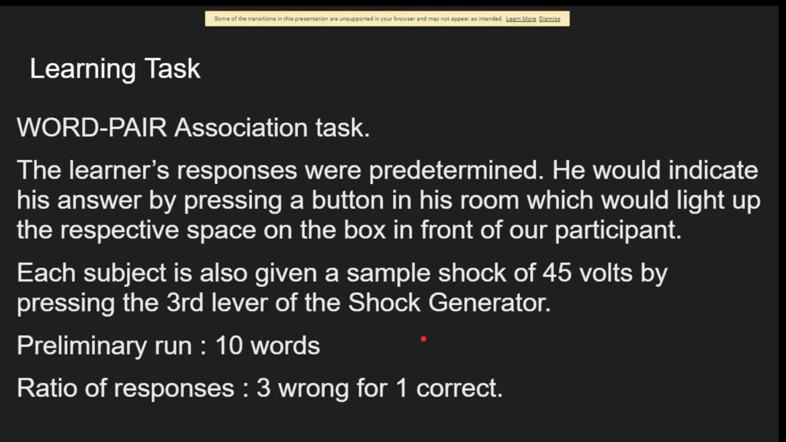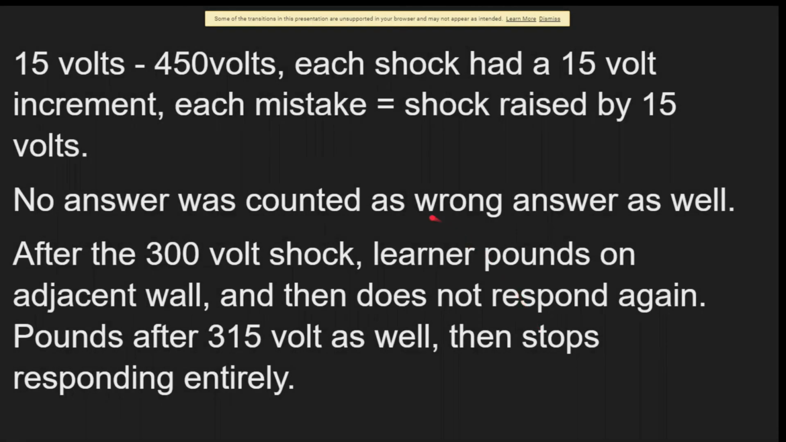The instructions they were given were to increase the shock level by 15 volts every time the answer is wrong. So they start off from 15 volts, and if they give another wrong answer, they move on to 30 volts, and so on and so forth. Almost all the subjects did the preliminary run really well. Then they moved on to the secondary run, which was the one we were actually observing and counting, and we instructed them to start from 15 volts again. Again, it ranged from 15 volts to 450 volts, in increments of 15 volts.